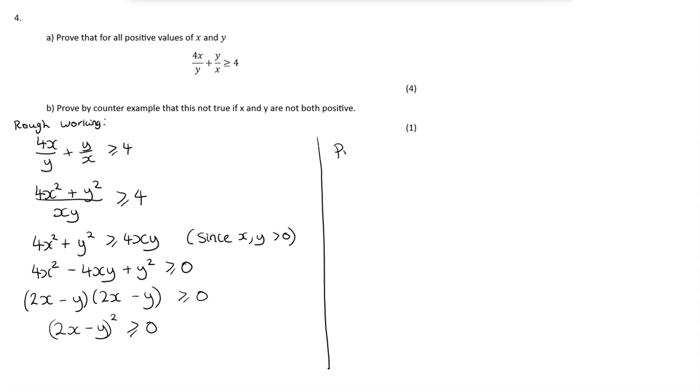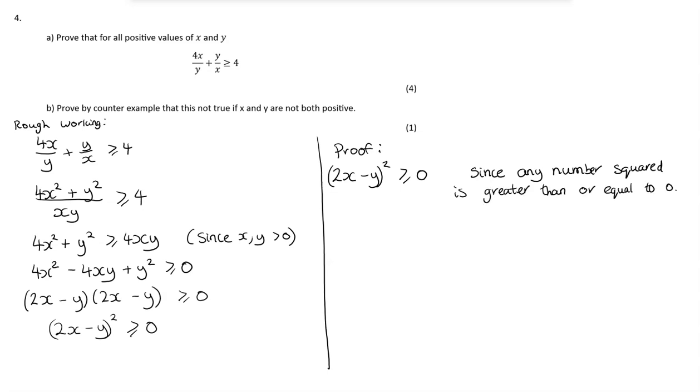So this is the actual proof that I'm going to do here on this right-hand side. And basically, I'm just going to do this all but backwards, and just explain a few extra steps along the way. So I'm going to start off with this statement, which I know to be true. (2x minus y) in a bracket squared is greater than or equal to 0. And I'm just going to put a little comment here that this is because any number squared is greater than or equal to 0.